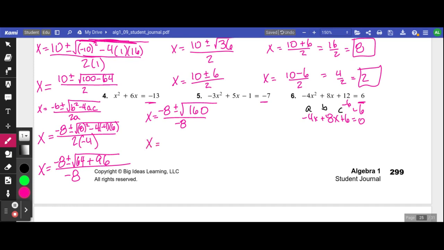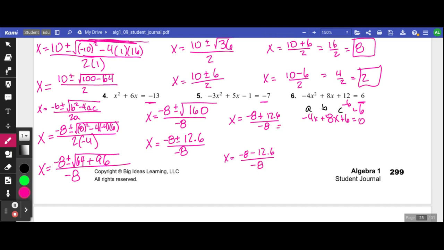All right, now I have to use my calculator. I'm going to get a decimal here. Let's see what the square root of 160 is. I get 12.649. It wanted me to round to the nearest tenth, so I'm going to just do 12.6, all divided by negative 8. I'm going to have 2 different answers now, so I'm going to split it into my plus and minus. So negative 8 plus 12.6 divided by negative 8, and negative 8 minus 12.6, all divided by negative 8.